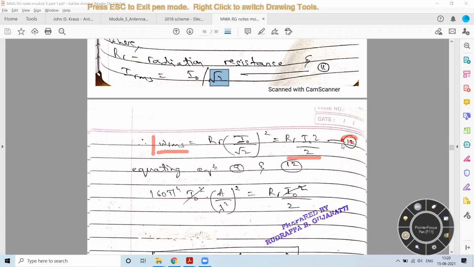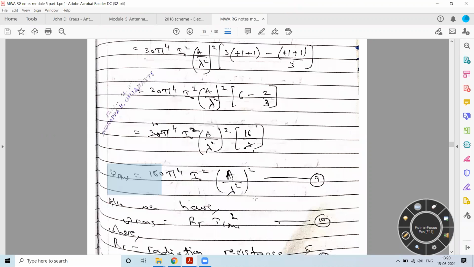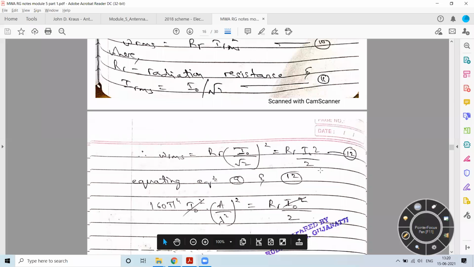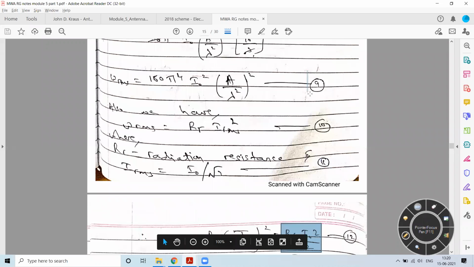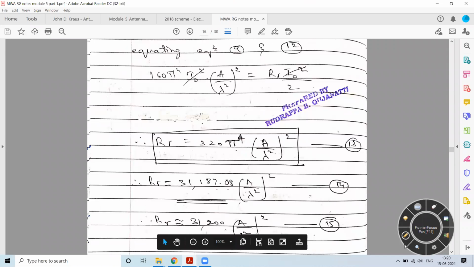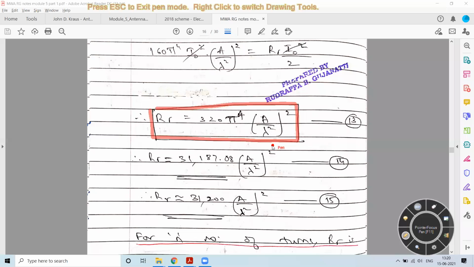Now we equate equation 12 and equation 9. This is the total power which is being radiated by the antenna under consideration. When you consider the field, you obtain this equation. When you consider the radiation resistance, you get this equation. Since the antenna is the same, equation 9 and equation 12 have to be equal. When you equate this, you obtain radiation resistance, which is given by 320 times pi raised to 4 into A by lambda square, the whole square.